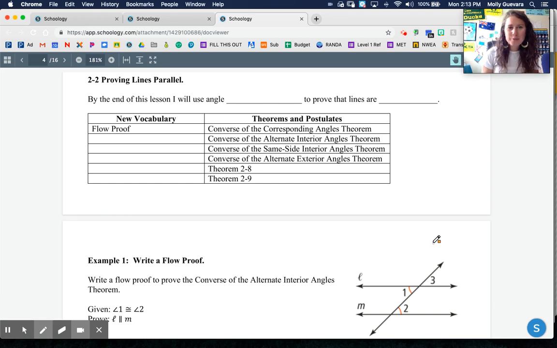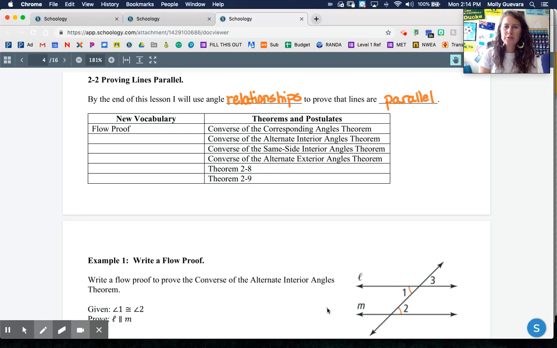Alrighty, welcome to lesson 2-2, which is all about proving that lines are parallel. In lesson 2-1, we were given that lines were parallel and we were proving that angles were congruent. And now we're kind of going the opposite way, right? So we're trying to prove, are the lines parallel? By the end of this lesson, we're going to be able to use angle relationships to prove that lines are parallel.